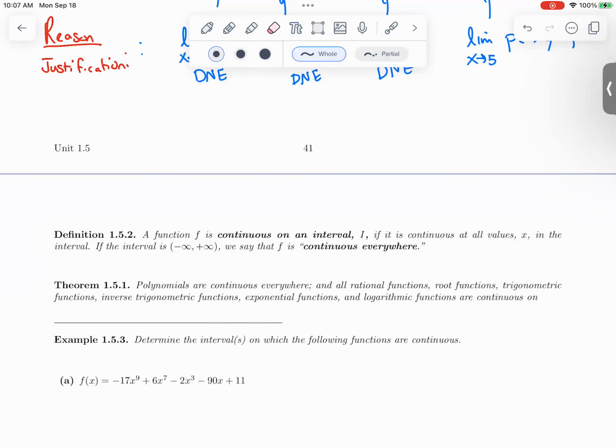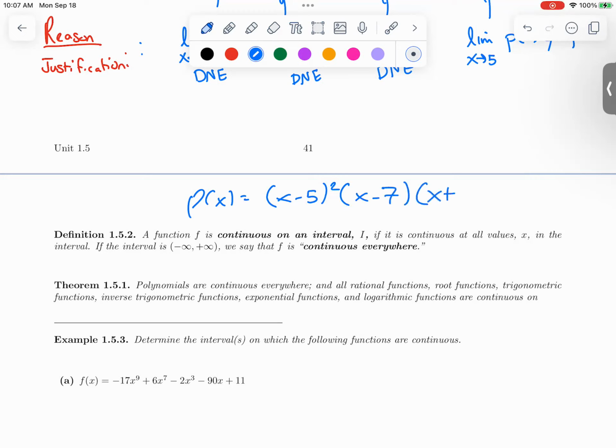If you remember that superpower you got, where if I gave you p of x equals, don't write this down, (x minus 5) squared times (x minus 7) times (x plus 4) to the third power. Do you remember how you could just graph this just by knowing the zeros? That's the superpower. Whenever you drew it, you drew a continuous line. Polynomials are continuous everywhere, and it kind of makes sense. No matter what the value, you can plug it into a polynomial, and the limit and the value are going to be the same number.